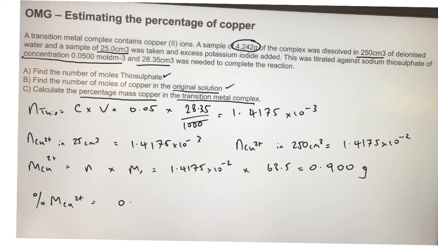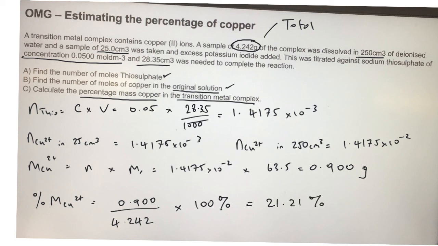To work out the percentage mass, I'm going to take the mass of copper, divide it by the total mass, and times it by 100%, which is going to give me an answer of 21.21%. Make sure you've got that example down. There's a 4-step process. Moles of thiosulfate, calculate the moles of copper, calculate the mass of copper, and therefore calculate the percentage mass of copper.